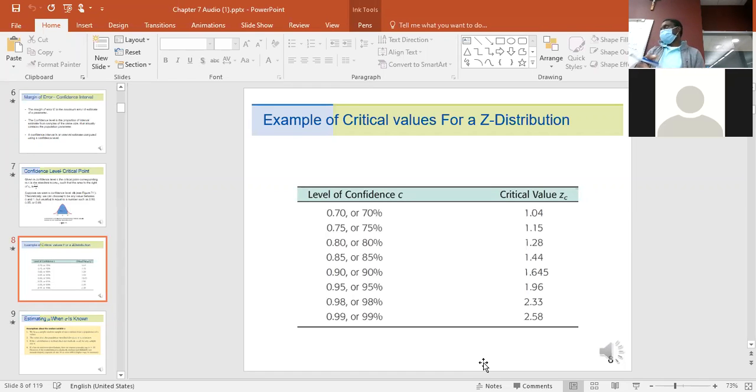This table is available for you on your PowerPoint. It is at the back of your book. No, on the formula sheet that is in your book, you have this. You will need it sometimes.